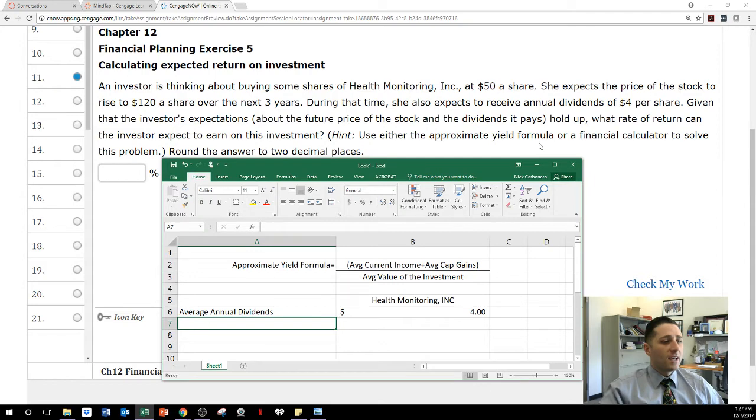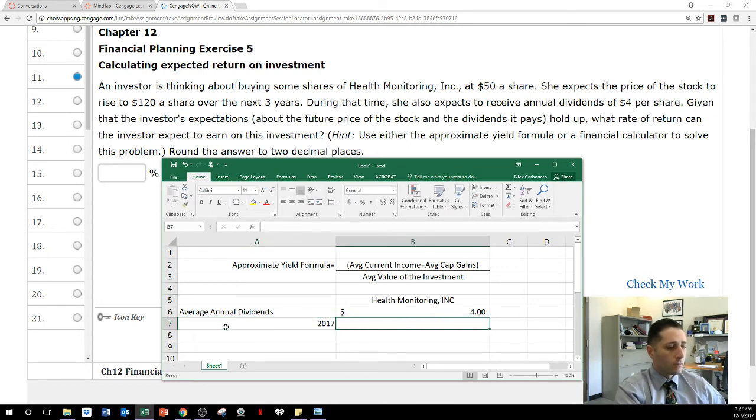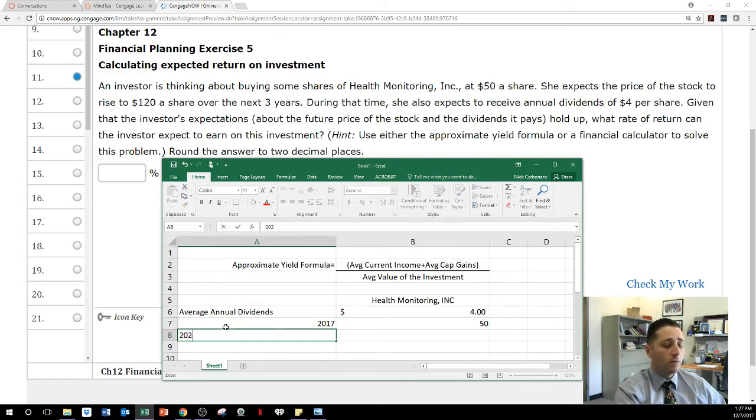The next one is that it says at $50 a share, she expects the price of the stock to rise to $120 a share, right? So in 2017, the average stock of the share is $50 per share. 2020, 3 years later, it will be $120 a share.